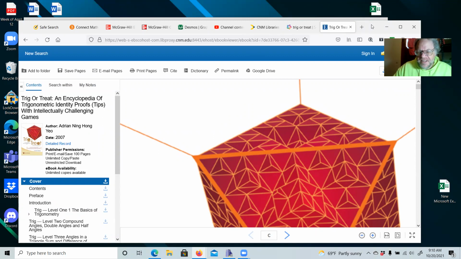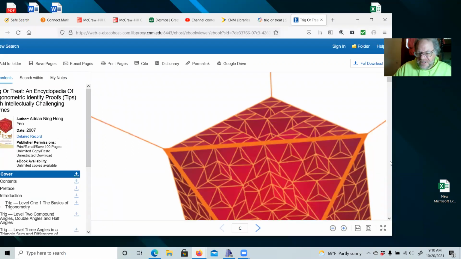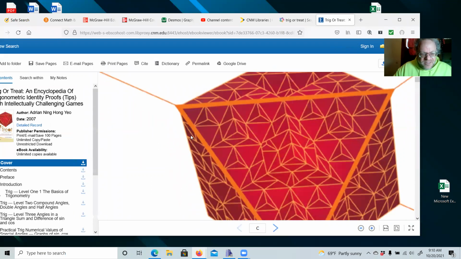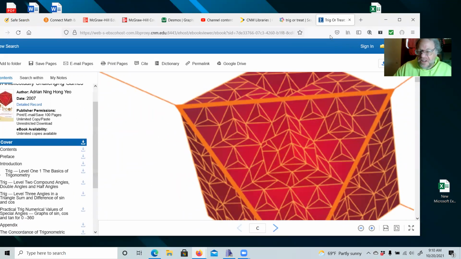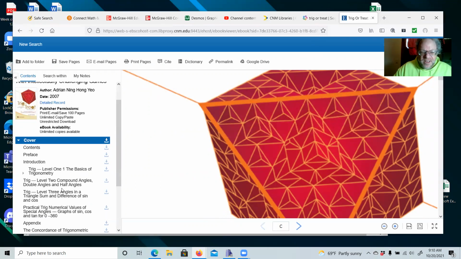All right, so here's our book. You can go through, and they've got some preamble stuff, which you're welcome to read. It gives you some little hints about how to set these things up.